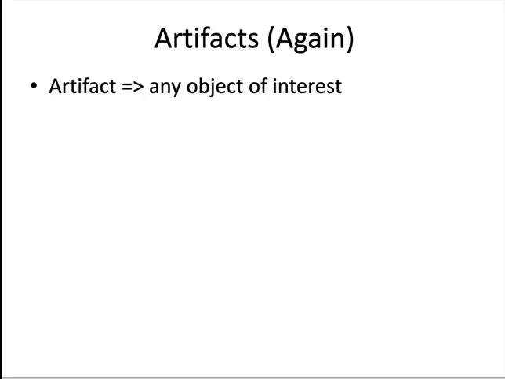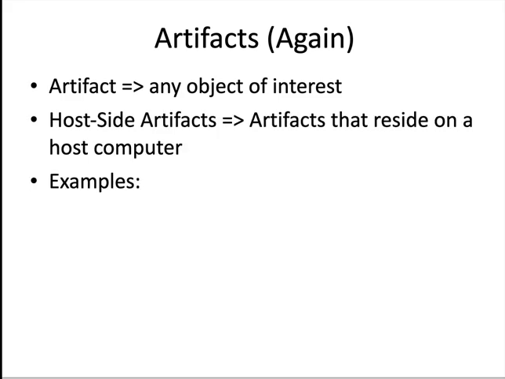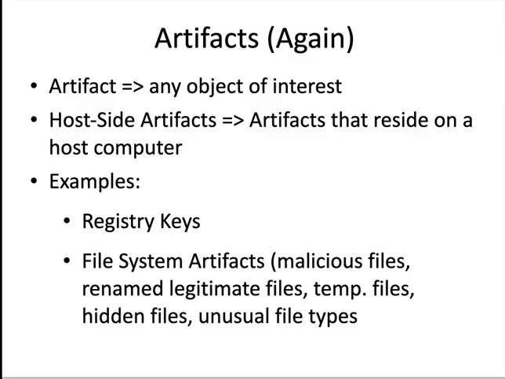Now, related to this chapter, host side artifacts are artifacts that reside on the host computer that we are looking at. Examples of these would be things like the registry keys for the machine. There may be file system artifacts. There may be malicious files we encountered. There may be legitimate files or executables that have been renamed. We might look in temporary files in case something is stored there.